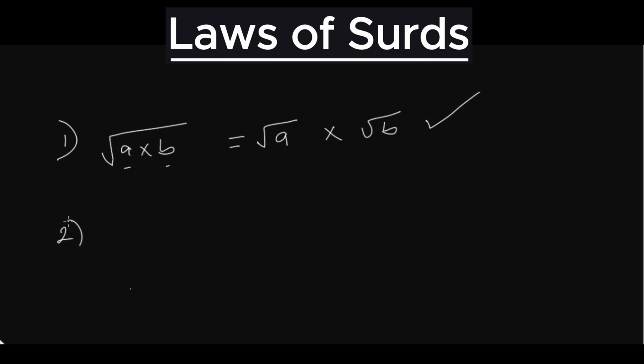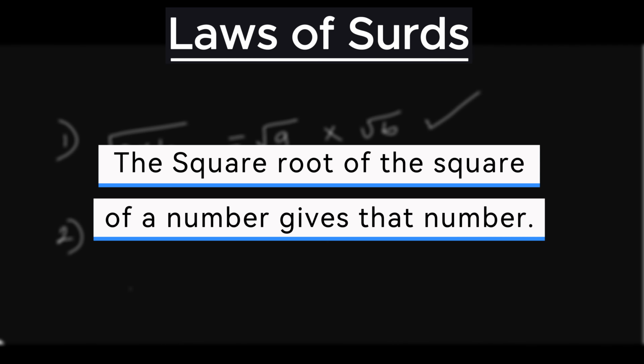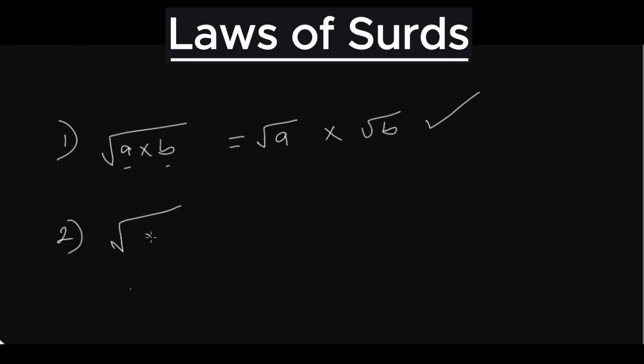The next law which we must know is that the square root of the square of a number gives us that number. For example, if I have square root of A squared, this gives me A. If I have, for example, square root of 2 squared, this should give me 2.